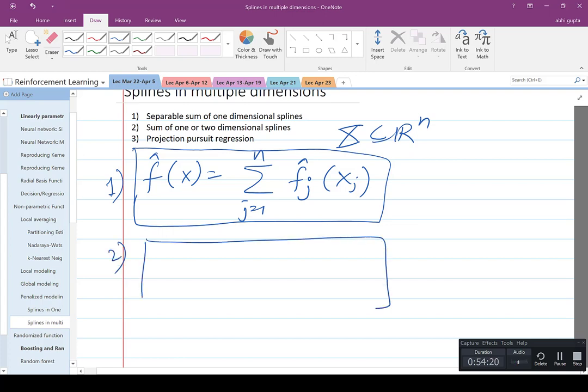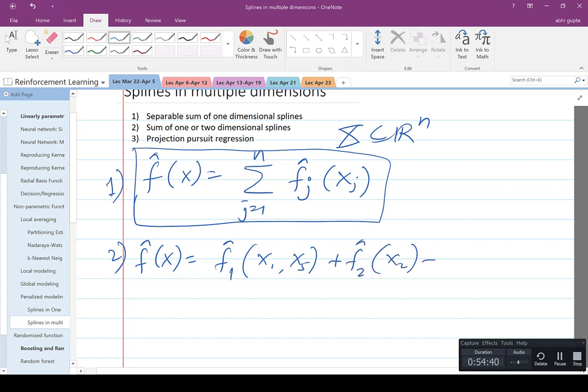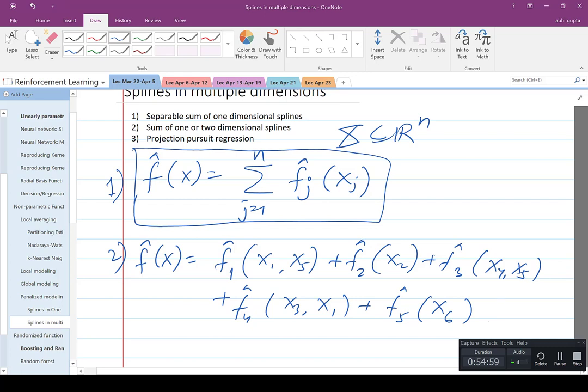The second idea is, well, I'm going to take a sum of one or two dimensional splines. So the idea here is I will let f hat of x be equal to f hat 1 of x1, x5 plus f hat 2 of x2 plus f hat 3 of x4, x5 plus f hat 4 of x3, x1 plus f hat 5 of x6, whatever. Okay, so you come up with one or two dimensional splines, and then you add it all up in order to estimate the function f hat. So this is the second idea for extending splines to multiple dimensional spaces.